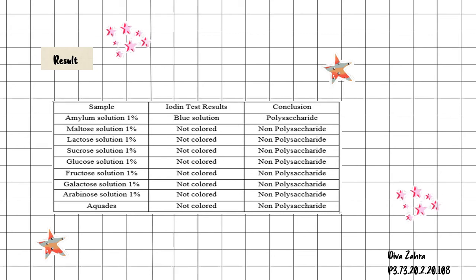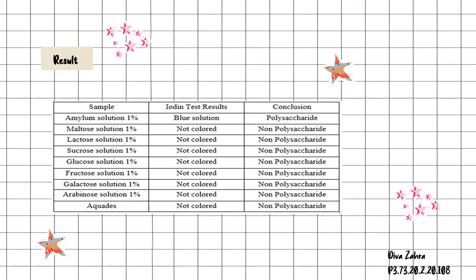4. Sucrose solution 1%. The iodine test result is no color, so the conclusion is non-polysaccharide. 5. Glucose solution 1%. The iodine test result is no color, so the conclusion is non-polysaccharide. 6. Fructose solution. The iodine test result is no color, so the conclusion is non-polysaccharide. 7. Galactose solution 1%. The iodine test result is no color, so the conclusion is non-polysaccharide.